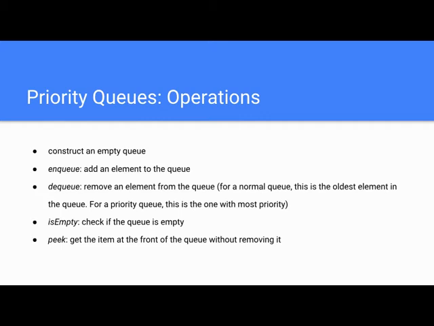Okay, let's move on to priority queues. The whole point of talking about heaps is because they're usually used to implement priority queues. Priority queues have basic operations of initializing, adding, removing, and checking if it's empty. There's also a peek method that gets the item at the front of the queue without actually removing it.